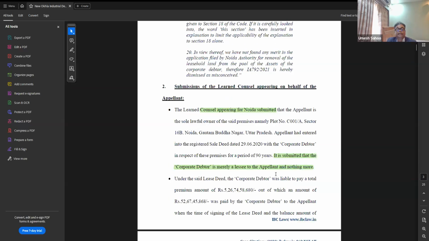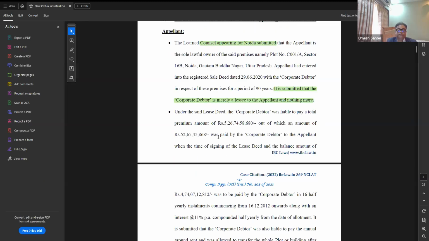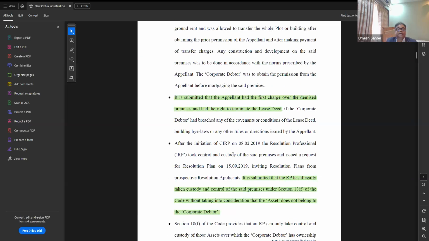In this case, counsel appearing for the Noida appellant submitted that the corporate debtor is merely a lessee of the appellant, nothing more. Simple. That means there is no title. Only lease is given. It is submitted the appellant has the first charge over the premises and the right to terminate the lease deed. Yes.